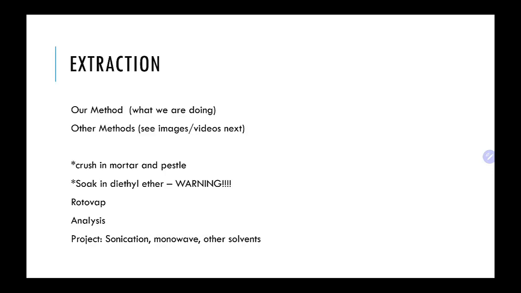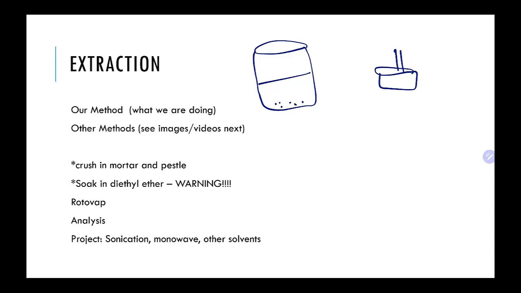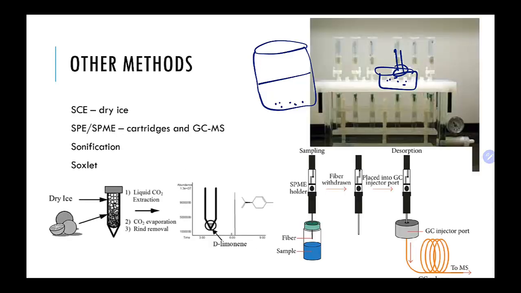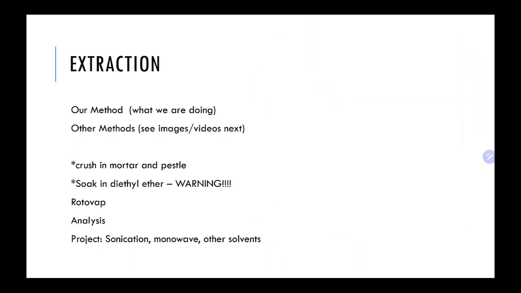So we're going to be extracting, so you're essentially going to dissolve. You're going to have your caraway seeds, which you crushed in a mortar and pestle. And so you're going to crush it up as best as you can, put it in the solvent, and let it sit covered for a period of time. Once it's done, you're going to filter it out, and once you filter it, we'll rotovap.